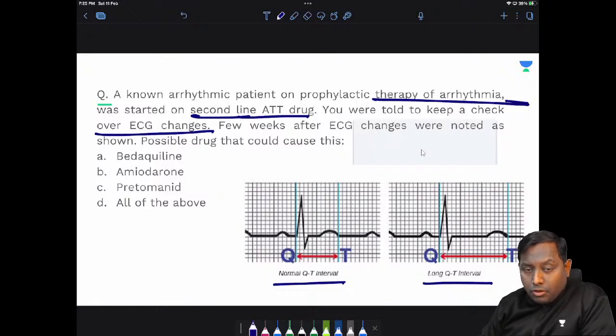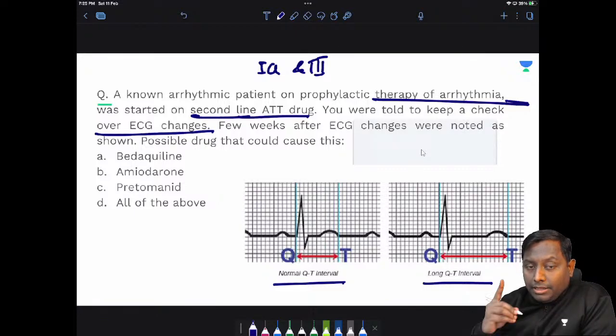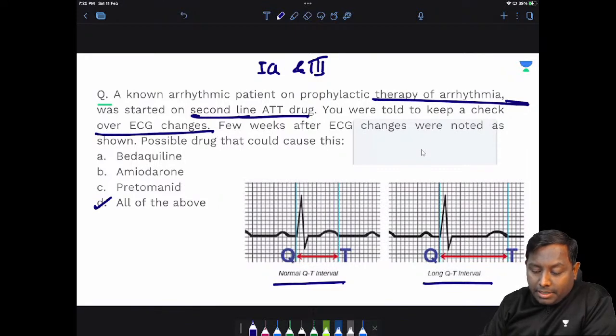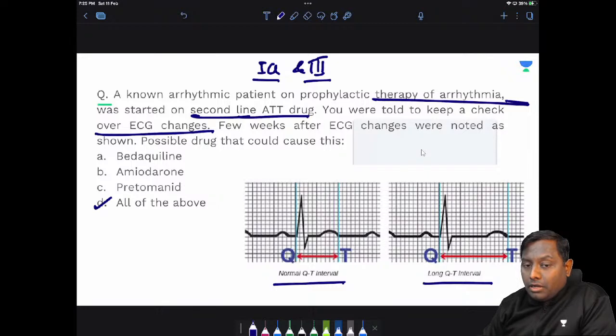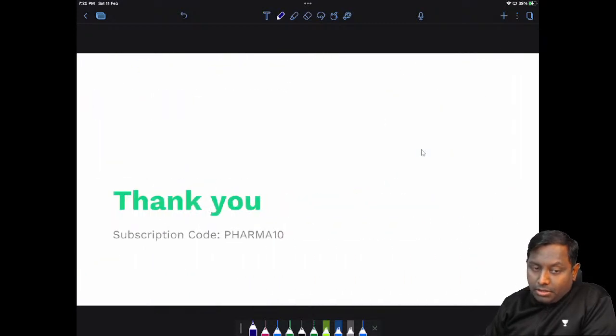So all of you guys should know that QT interval prolongation can be caused by anti-arrhythmic drug class 1A and class 3, because they both have potassium channel blocking. In TB we have bedaquiline and pretomanid, they both can cause it. So the correct answer for this one will be all of the above. Class 1A anti-arrhythmic drugs, bedaquiline, pretomanid, delamanid, they all can cause QT interval prolongation, right?